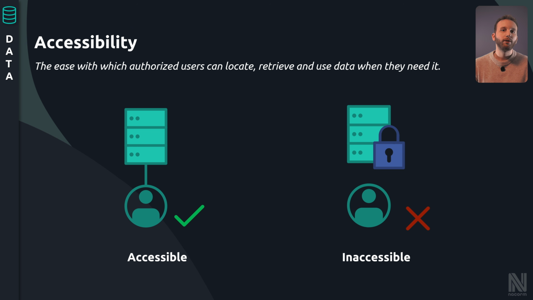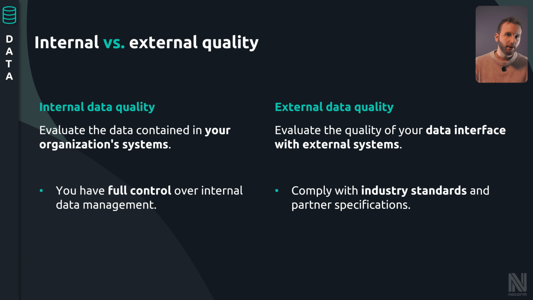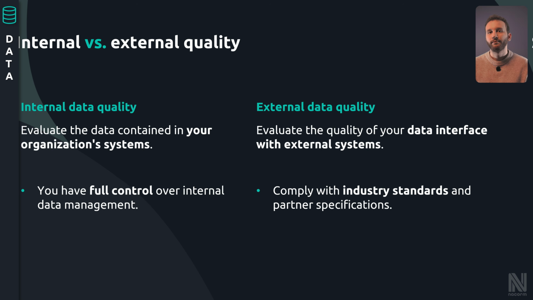It's also important to distinguish between internal and external data quality. Internal data quality is about evaluating the data contained in your own systems. You have full control over this. You set the rules, the format, the naming conventions. External quality is about how your data interfaces with external systems. Here, you need to comply with industry standards and partner specifications. You don't control the format, you adapt to it.